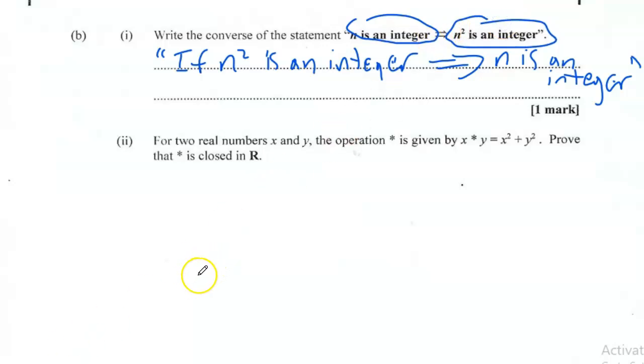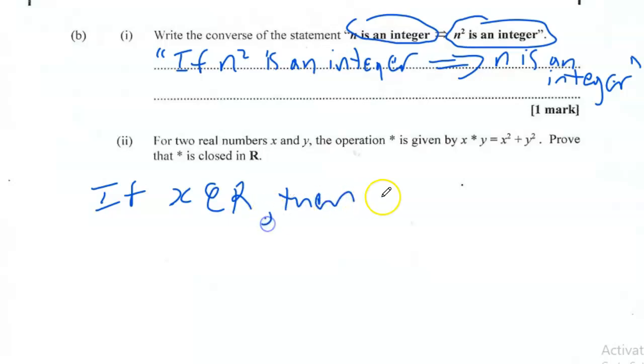Next, for two real numbers x and y, the binary operation, and the operation is there, asterisk, is given by x asterisk y is x squared plus y squared. Prove that the operation is closed in the set of real numbers, where R stands for real numbers. So we're just writing a statement. If x belongs to the set of real numbers, then x squared also belongs to the set of real numbers. So if you have a real number, you square that number, then you will result in a real number.